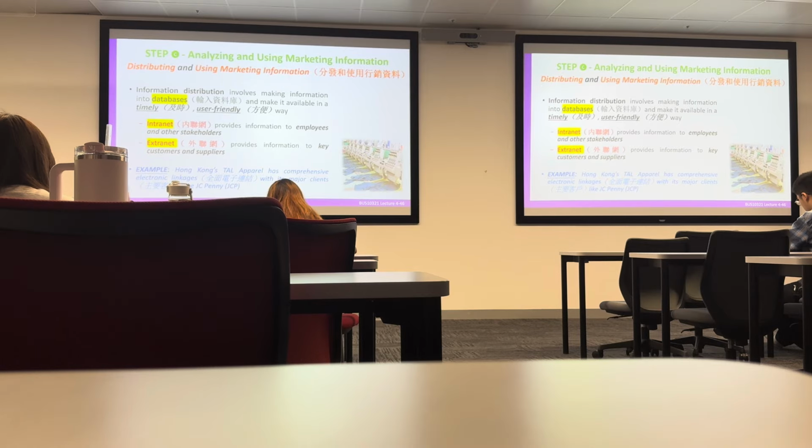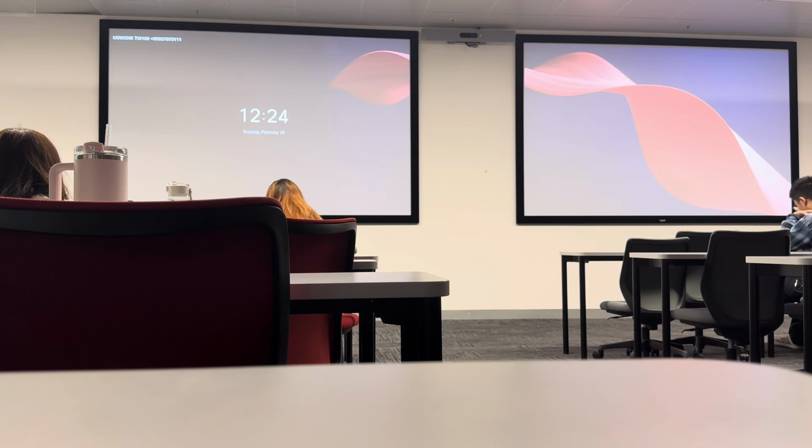For example, TAL Apparel has an all-rounded electronic linkage system with their key clients. They use their signature linkage to distribute the key information. So this is basically the end of our lecture about how we manage marketing information.